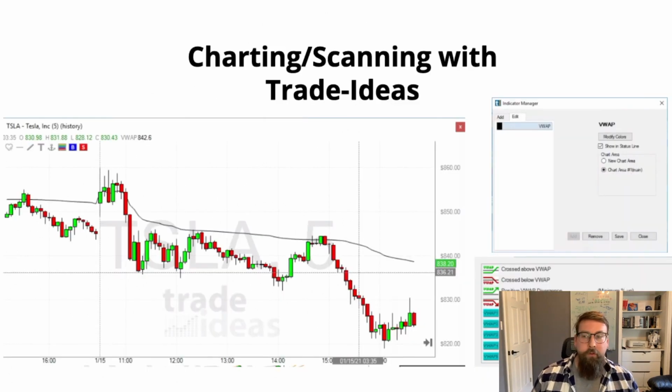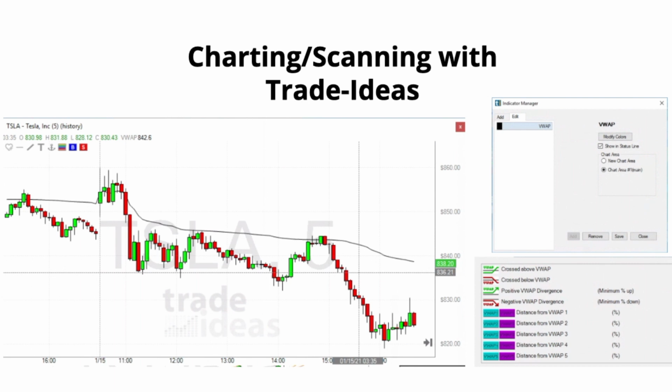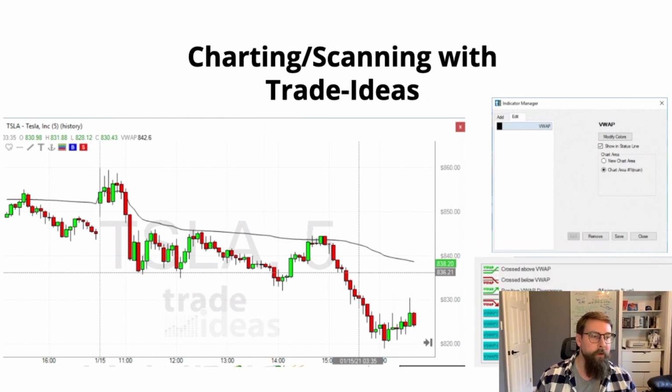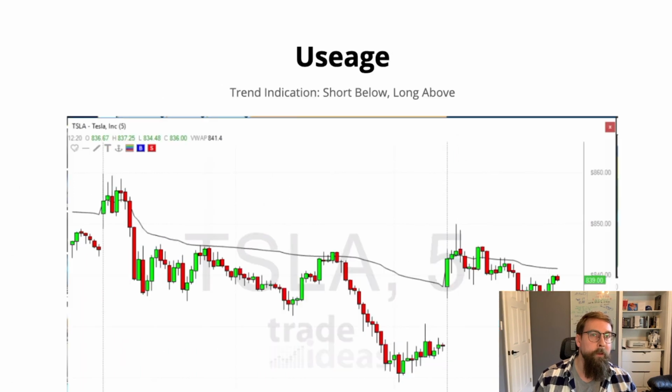So within Trade Ideas, we can both chart and scan VWAP. Here is Tesla, just with the black line being VWAP, and then we can also scan for VWAP as well, where you can see that we can scan for things crossing above and below VWAP, deviating from VWAP greatly, as well as the distance between all of these VWAPs. I'll go over more of them in the anchored VWAP section, but today we're just concerned with this intraday VWAP and what it can be used for.